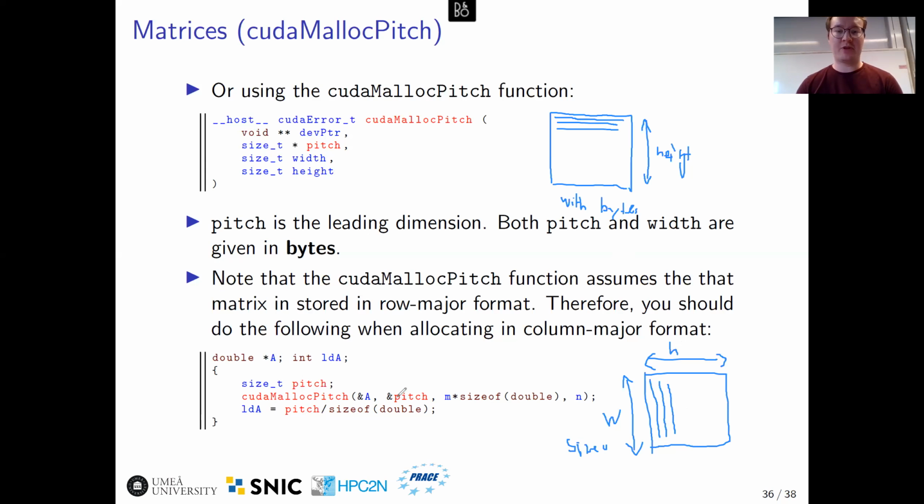So I'm taking the pitch separately out of it, and I'm multiplying the m, that is the number of rows, with the size of the word, so size of tuple, and then I'm giving the n, that is now the number of columns in the matrix as it is. And then I'm converting this pitch into the actual leading dimension by dividing it with the size of tuple.